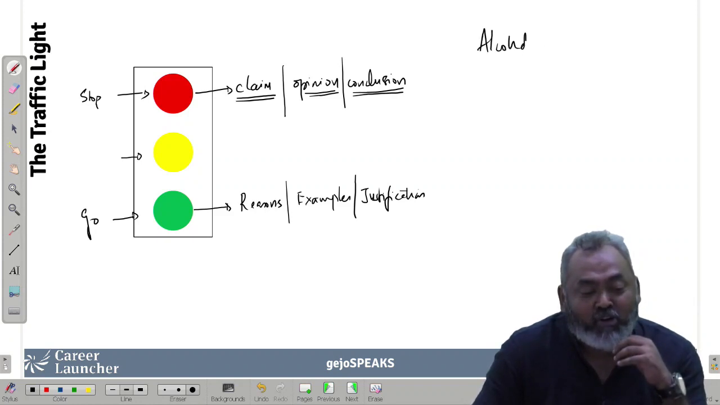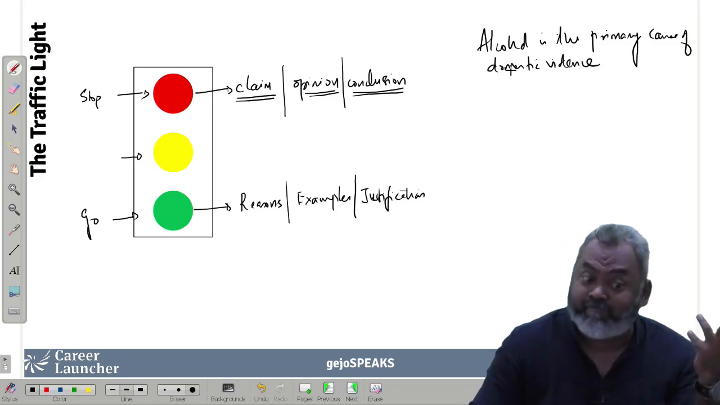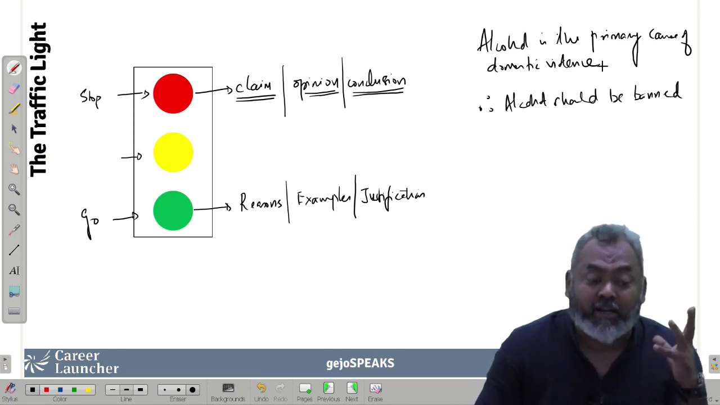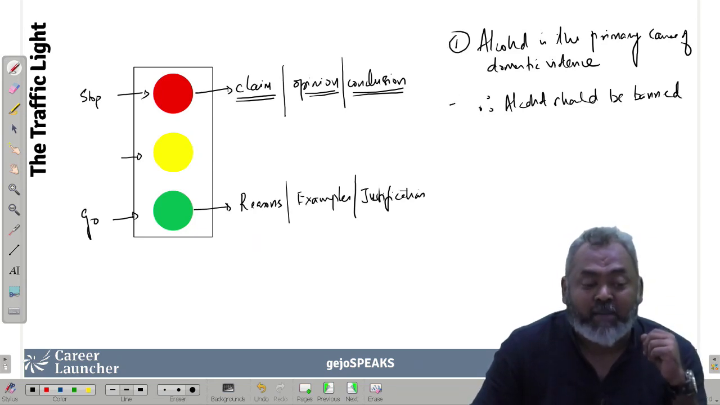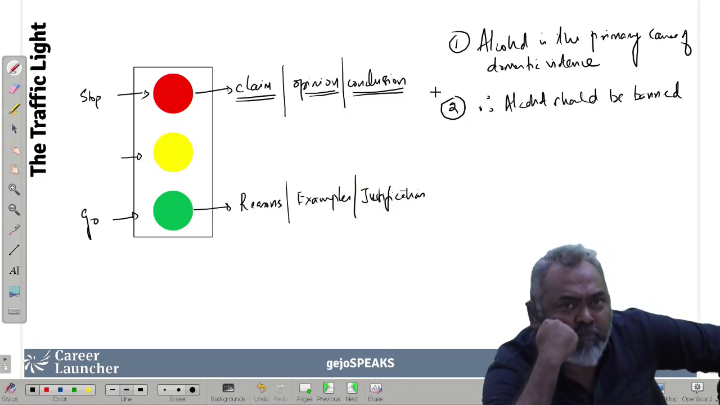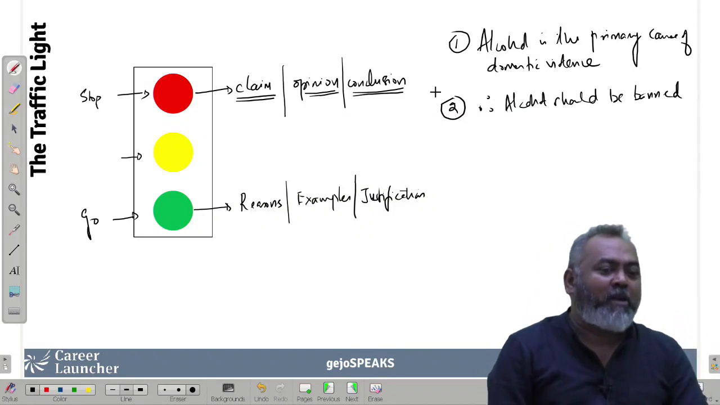Let's say alcohol is the primary cause of domestic violence. And I'm saying, therefore, alcohol should be banned. Right. I have statement number 1 and statement number 2. If I ask you to pick one statement to remember, what is the statement that you want to pick? You want to pick statement number 1 or you want to pick statement number 2?